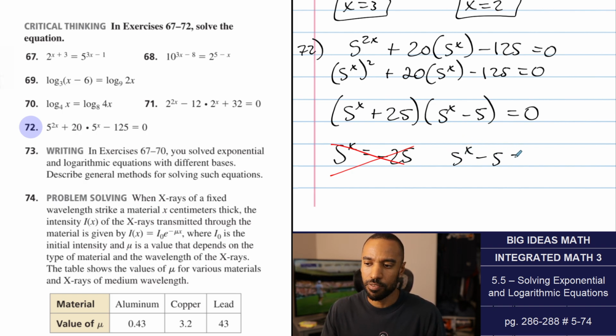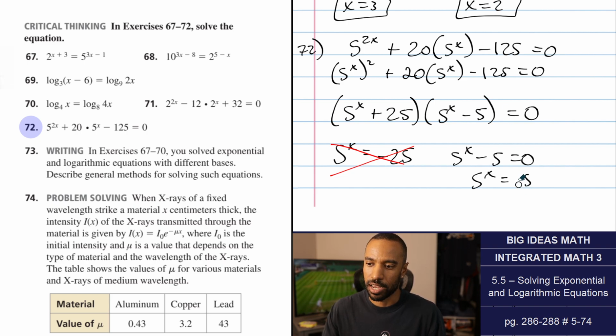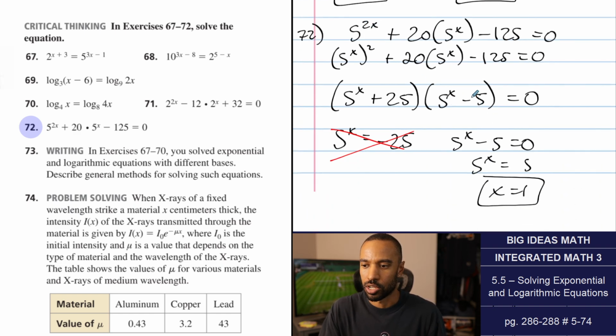5 to the x minus 5 equals 0. That's 5 to the x equals positive 5, therefore x is 1. x equals 1 in that scenario. And 1 is fine for an exponential equation such as that one. So as far as critical thinking, I have critically thought, and I'm good.